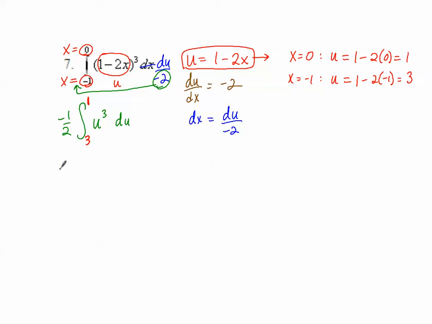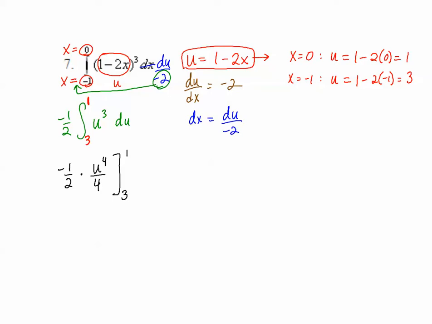So now let's do our antiderivative. Keep our constant multiple out here. Antiderivative of u cubed is u to the fourth over 4. Put our brackets, say from 3 to 1, and remember how we go. Now it looks backwards because it's usually low number to high number. Don't go by what it looks like, go by where it is.